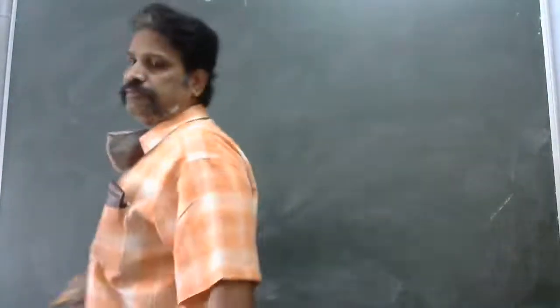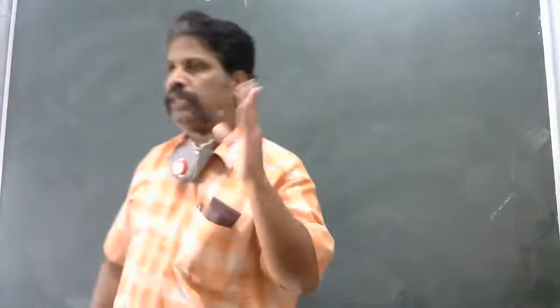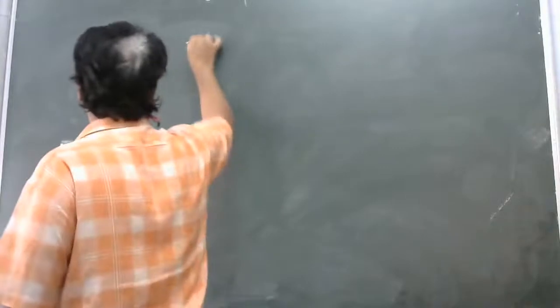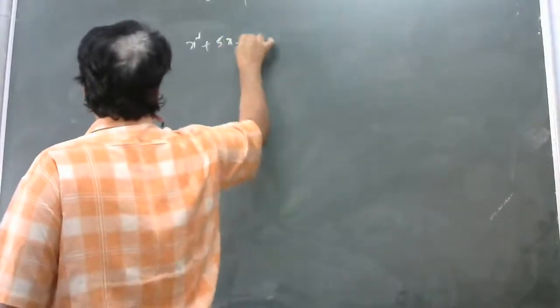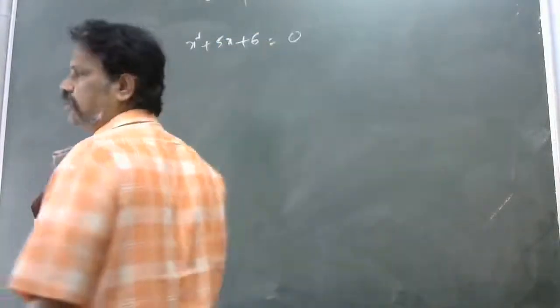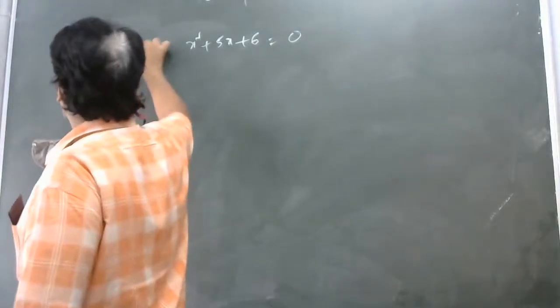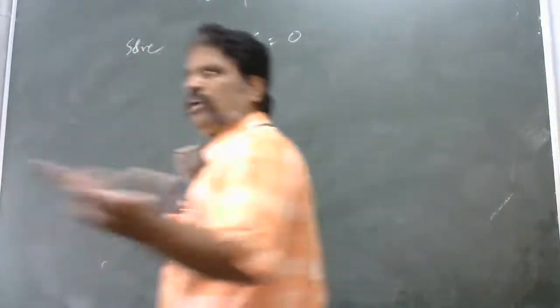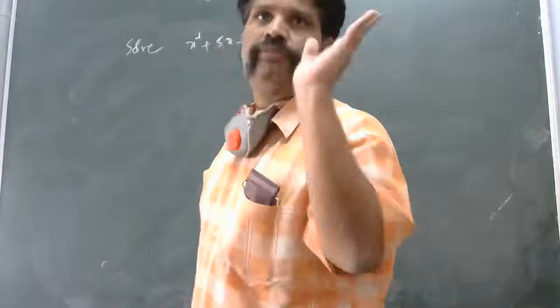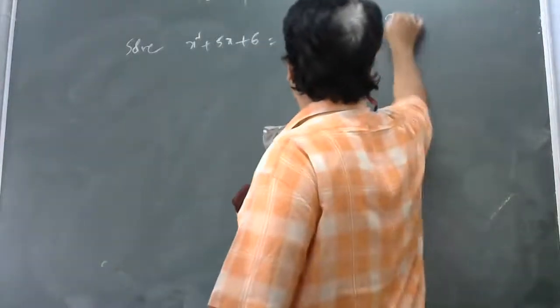Very simple method. Already you know splitting the middle term, you learned in your class 7th or 8th, right? So x square plus 5x plus 6. Is it a particular question or not? Suppose I want to solve it. Solve means always find the value of the variable. So I want to know the x values.